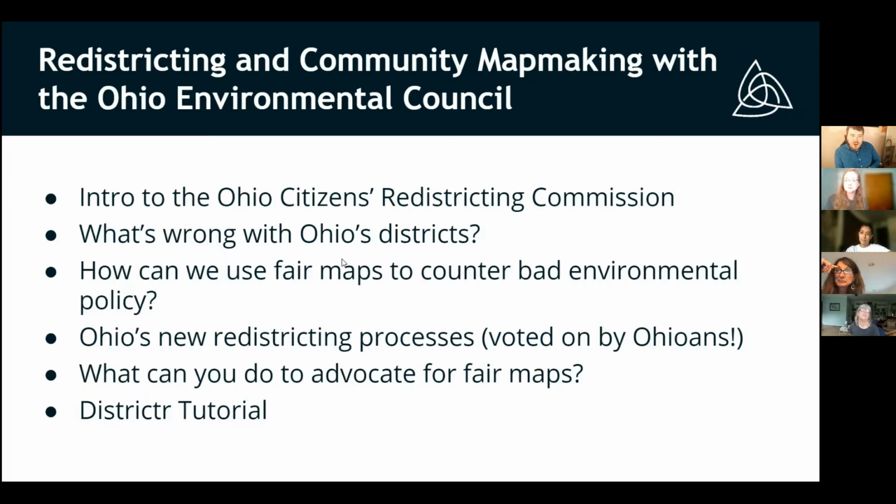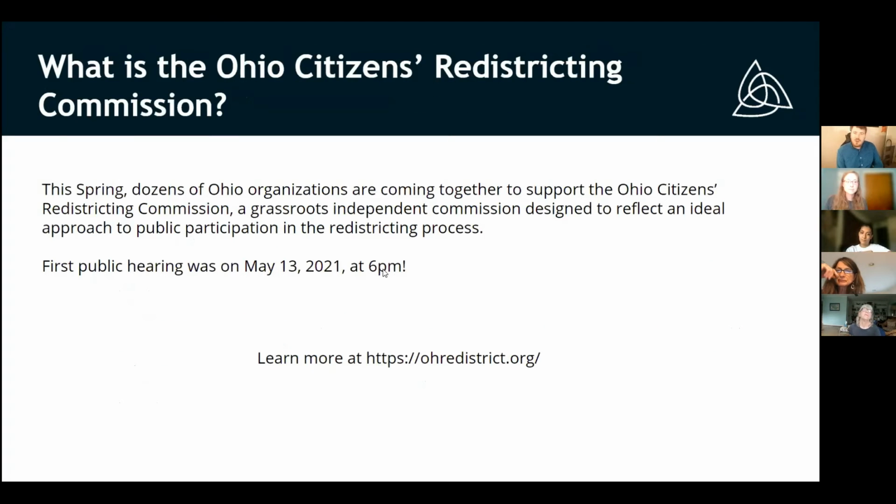I'll move us right along. To give you a little bit of a foreshadowing of what we'll talk about a little bit more at the end of the presentation, right now, there's an organization called the Ohio Citizens Redistricting Commission that is a grassroots independent commission, mainly sponsored by NAACP, Philip Randolph Institute, and the Ohio Organizing Collaborative, that is running a model redistricting process. There's hearings every 2 weeks throughout the summer.